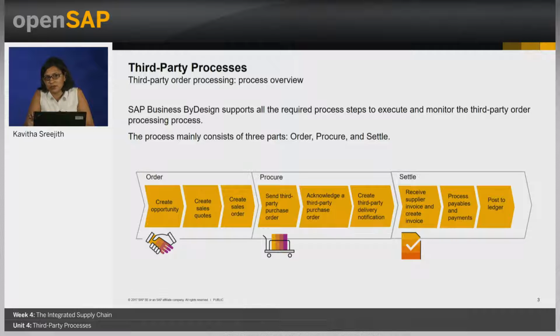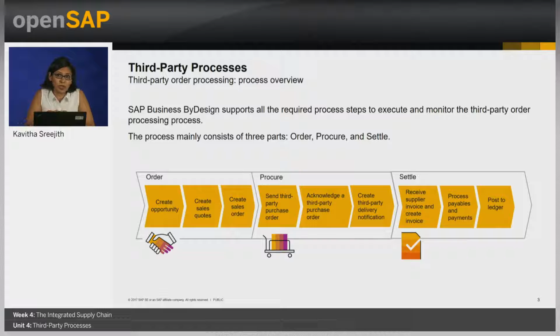SAP Business ByDesign supports all required process steps to execute and monitor the third-party processing scenario. The process mainly consists of three parts: order, procure, and settle. Order part deals with the sales side, that is, creation of opportunity, quotes, and the sales order. Note that the creation of opportunity and quotes is just optional. The procure part deals with the purchasing side, that is the purchase order and the inbound notification. The settle part deals with the settlement of the customer and supplier invoices via financials.